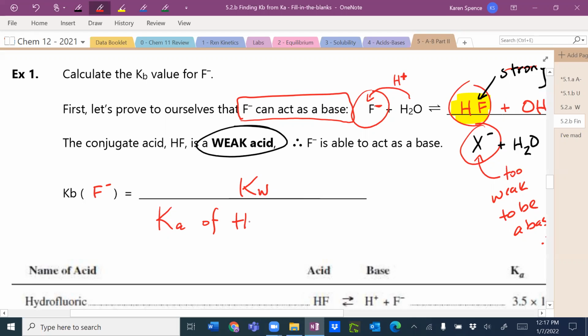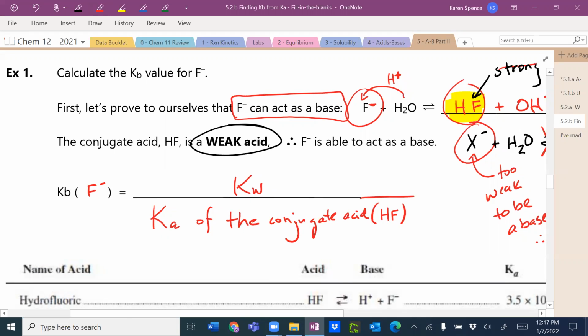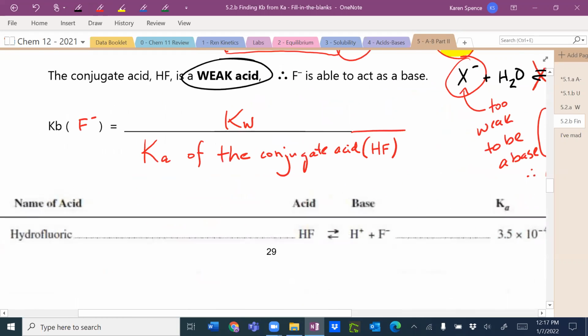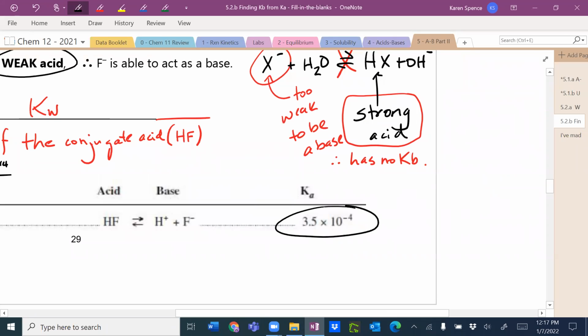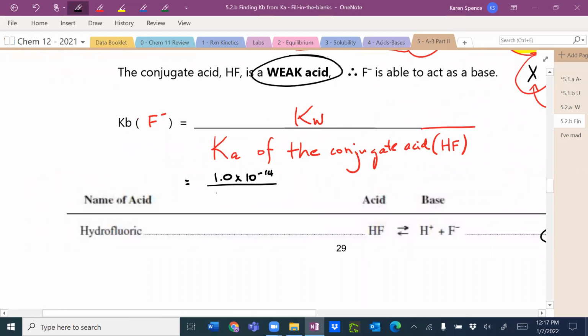Of the conjugate acid. And in fact, I'm going to stick the conjugate acid in right there, and that is HF. And then we just go to our... I've written big everywhere. I've not left myself much room. That's okay, I can cram it in down here. I've got my Kw, 1.0 times 10 to the negative 14, divided by, and I threw this in here so I didn't have to go looking for it, 3.5 times 10 to the negative 4.